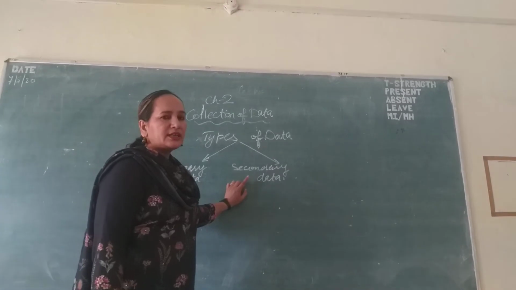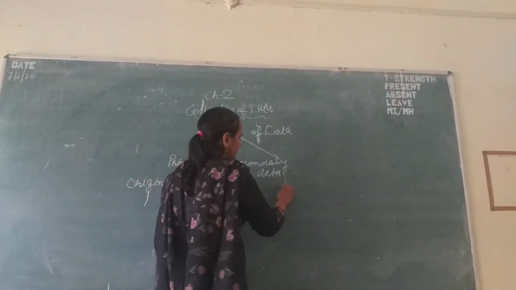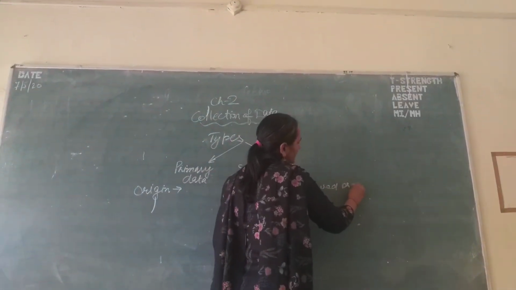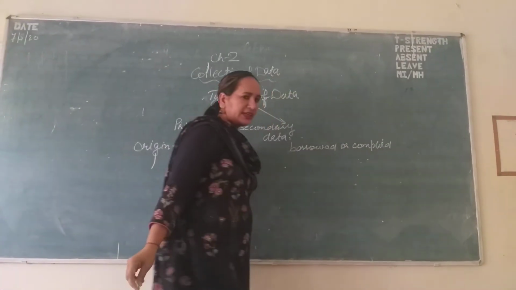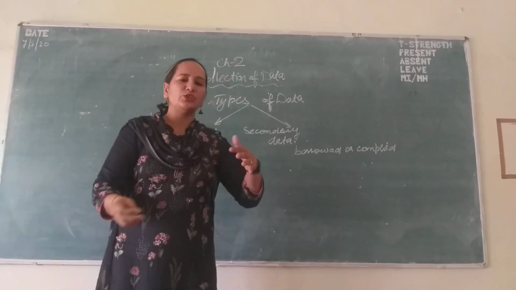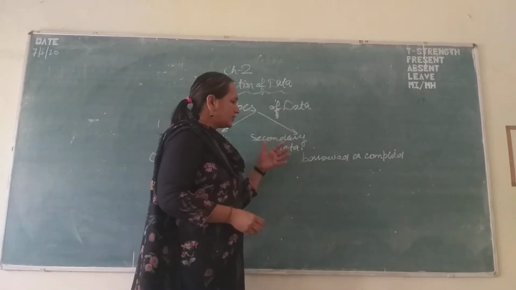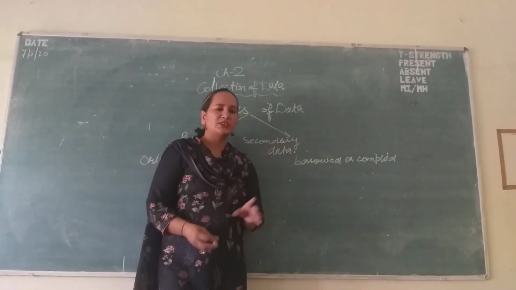Secondary data: when the data is not collected by the investigator, it may be borrowed or compiled, which is already collected by somebody else. It may be any person, institution or organization. If I collect this data related to literacy rate from the municipality's office, that is my secondary data.